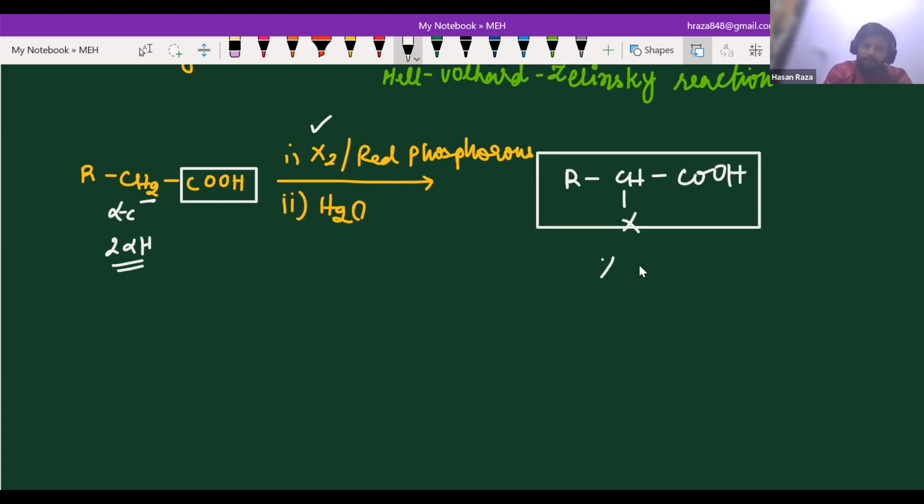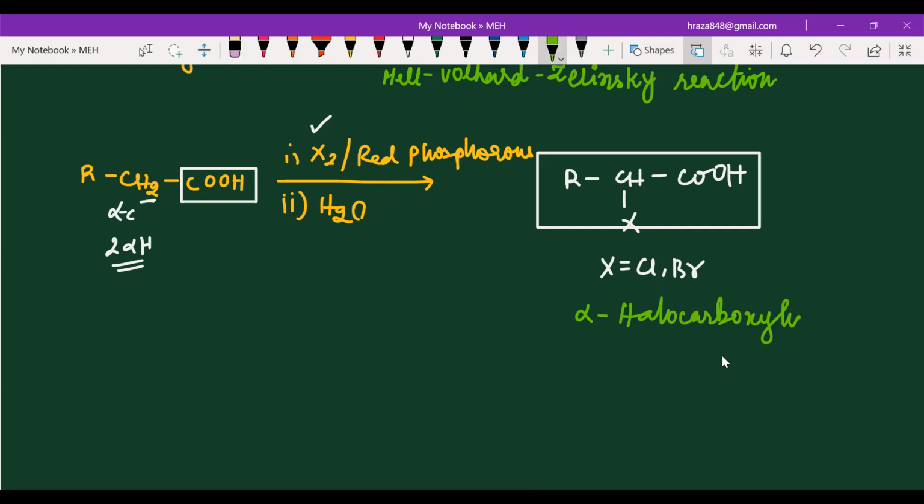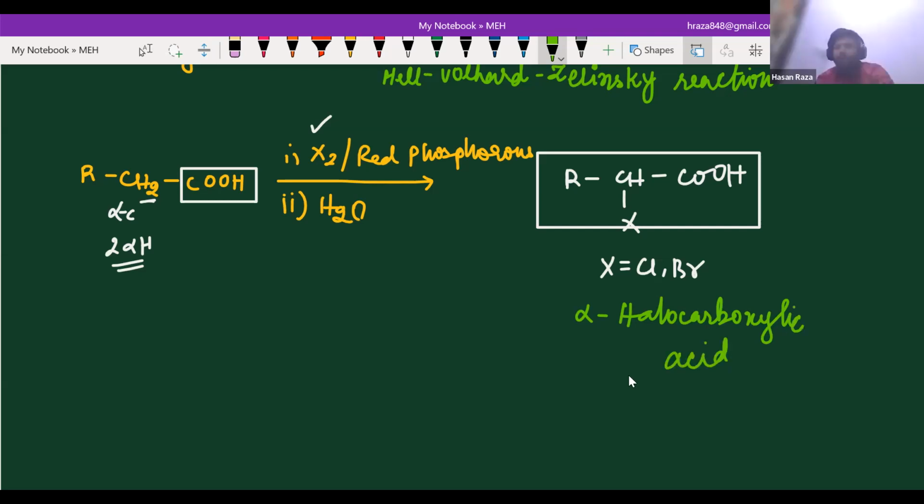X is basically chlorine or bromine. It is only for chlorine and bromine. And its name will be alpha halocarboxylic acid. Sir, after removing hydrogen, what to do? After removing hydrogen, if you are removing something, you need to add. So this is your alpha substitution reaction. One of the X will go and replace hydrogen.